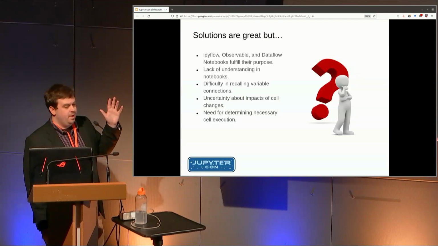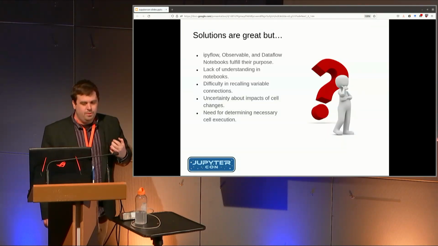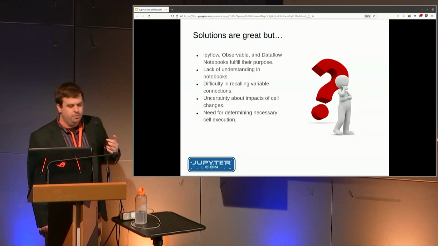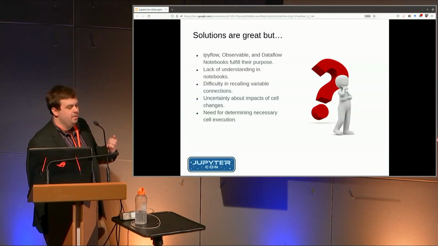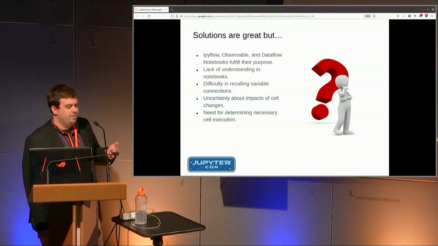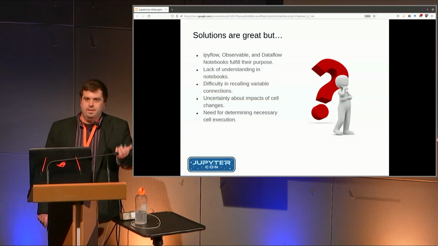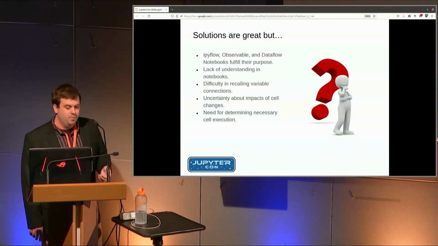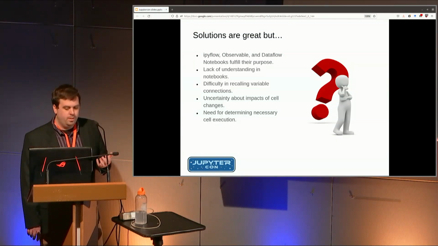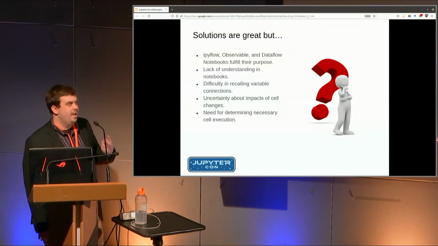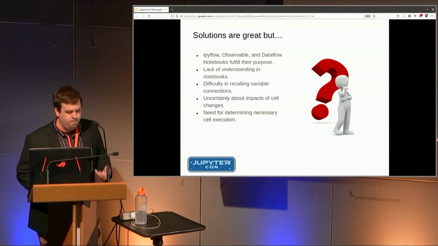So solutions are great, but IPyFlow, Observable, and our approach, Dataflow notebooks, all do what they're supposed to do. That's great. But how do we actually know what's going on in the notebook? You might come back to a notebook a year later, or a day later, or even a few hours later, and you don't know which variables connect to what. If I make changes to one cell, what's going to be impacted? Maybe we don't even want to re-execute some parts of the notebook that run long. How are we going to know if we actually need to execute a cell without doing some static analysis in our head ourselves?